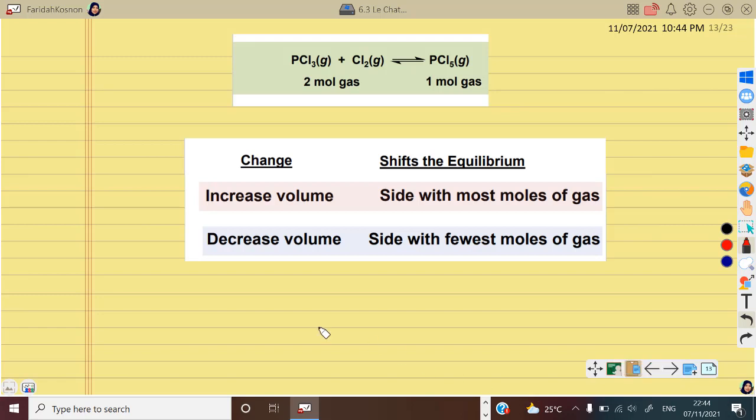Okay, jadi kalau kita ganggu sistem itu dengan increase volume, equilibrium position akan shift to the side with more moles of gas. Dan kalau kita decrease the volume of the container, equilibrium position will shift to the side with fewer moles of gas to counteract or to reduce the disturbance.